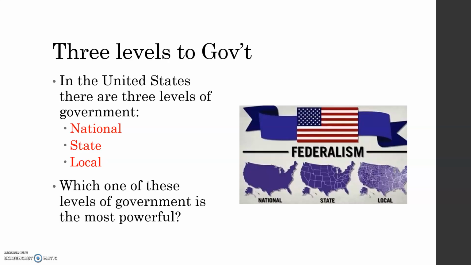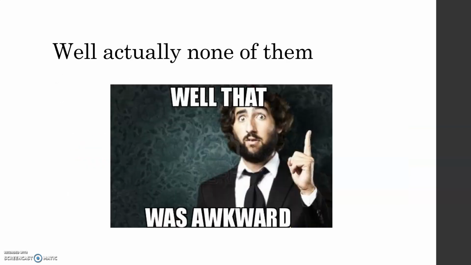So, bottom line is we have 3 levels of government. We have the national, which does the whole country. We have the states, which just do the states. And then you have the locals, which are literally your cities and stuff. One more question for you guys. Which of those is the most powerful of them all? I'm just gonna assume you answered it at this point. It's actually none of them. Well, that was awkward. Probably your bottom dollar would have been the national government.